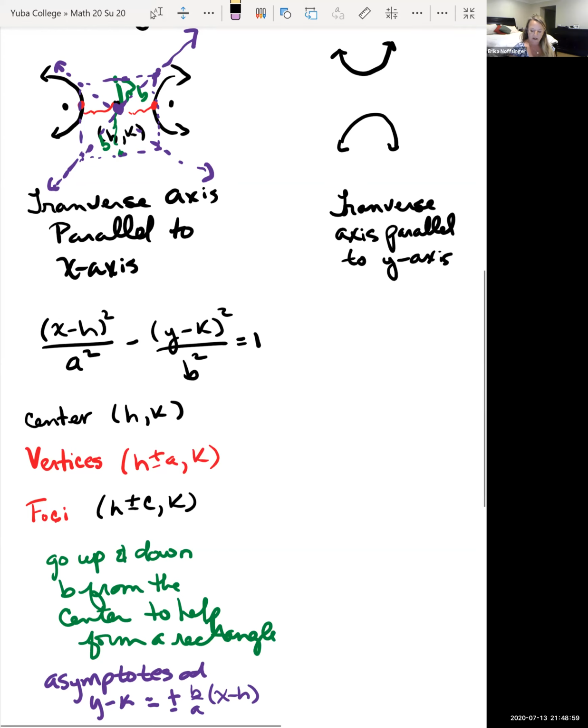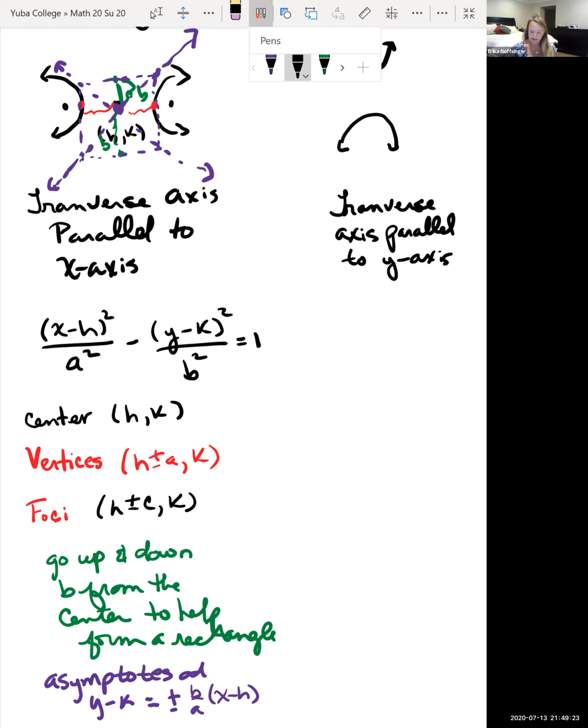Okay, one thing to know here is that A is not necessarily bigger than B. A, we determine what A is by which part is positive. Notice there's a minus in front of the y terms. So the x value is positive. This is how I know too that it's facing towards the x-axis, left and right.